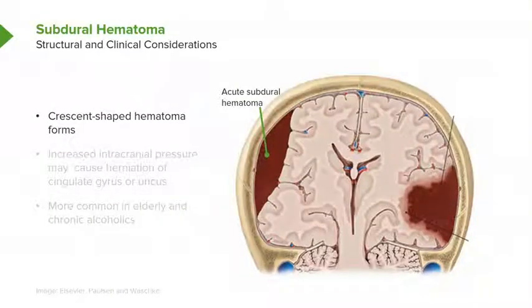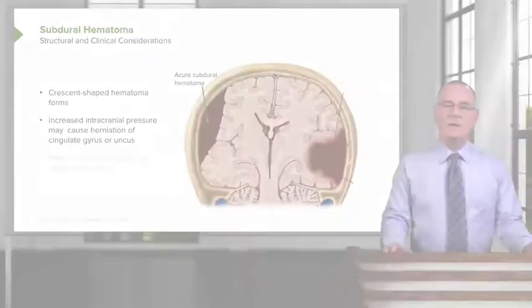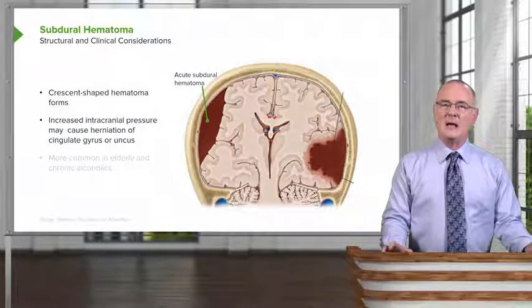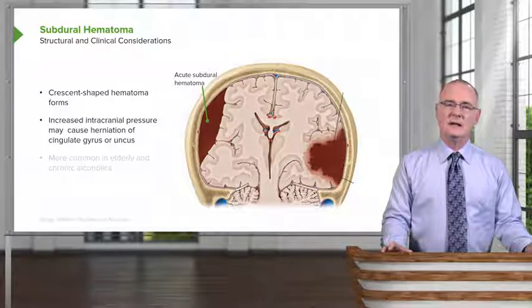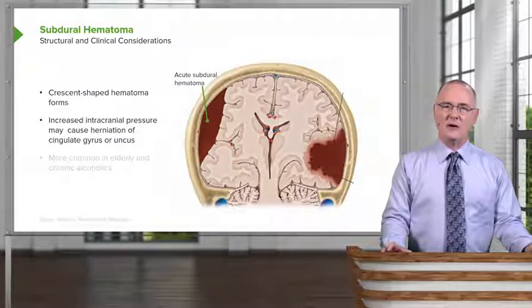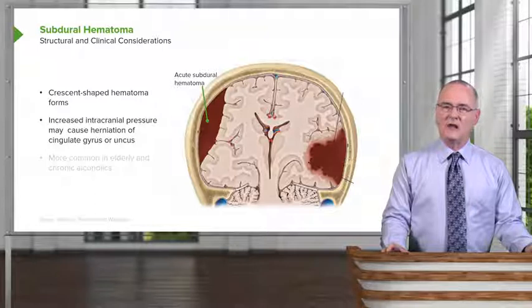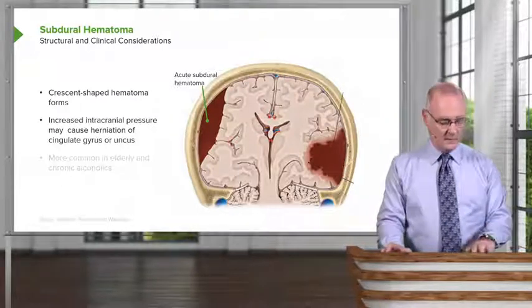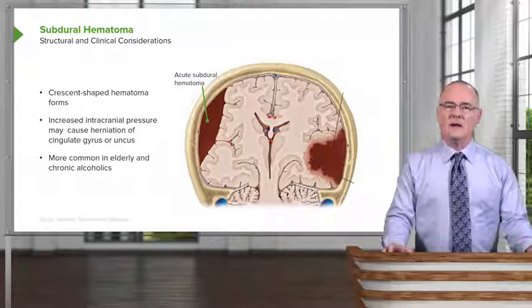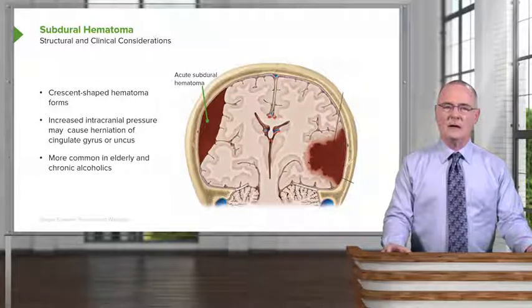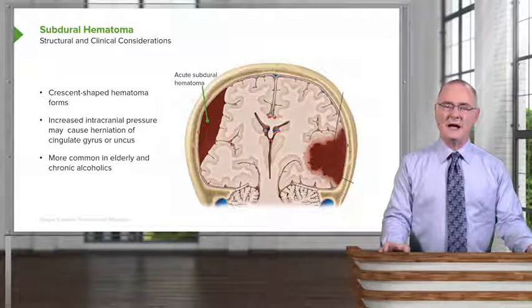Its appearance is different from that of an epidural hematoma. The subdural hematoma is said to be crescent-shaped in its appearance, and we can appreciate it on this side of the image. The increased intracranial pressure may cause herniation of the cingulate gyrus or of the uncus, but being a tear of a vein, these are much slower bleeds. And these tend to be more common in the elderly and in individuals who are chronic alcoholics.